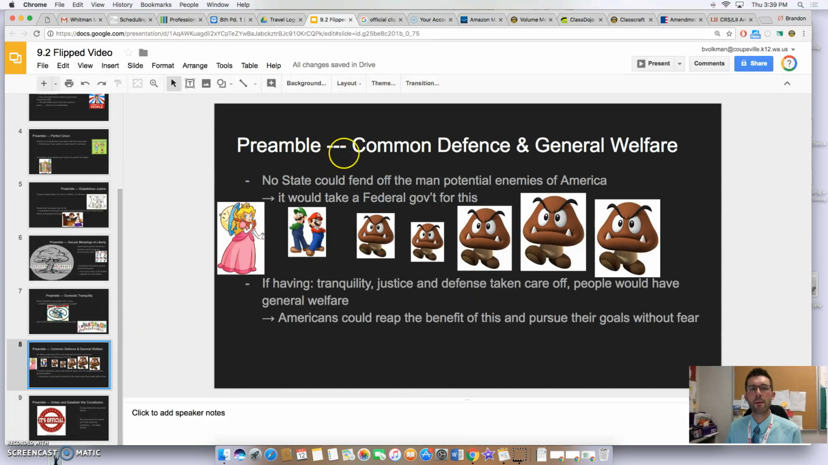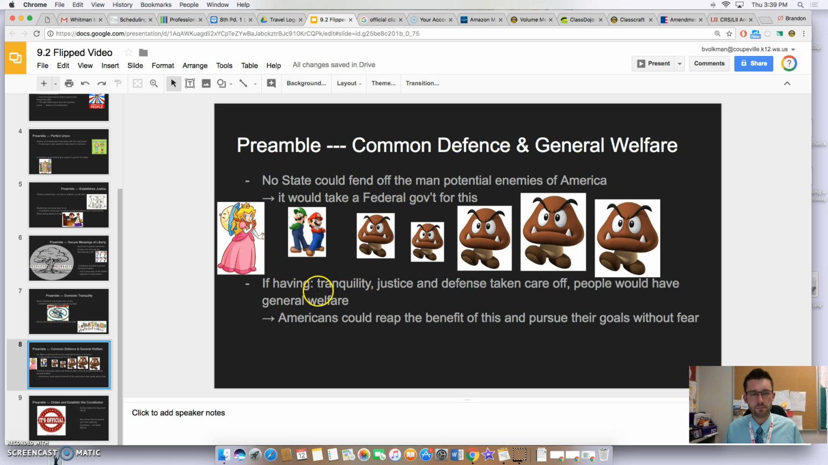The next part of the preamble goes over that there should be a common defense and general welfare that is given through the Constitution. You see, no one state could fend off potential enemies of America, such as England, Spain, or the natives back then. It would take the federal government to do this. It would take this group that would unify all the states together so they could work together, because by themselves the states weren't powerful enough.